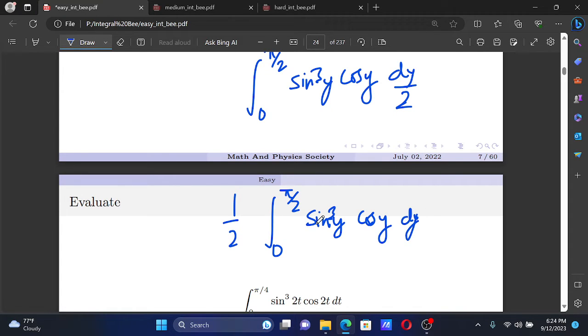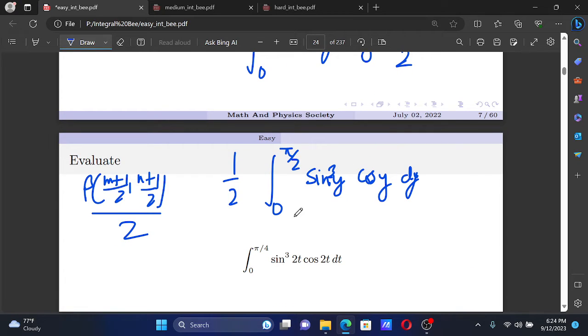Now we know that the integral from 0 to pi by 2 of sin to the power m, cos to the power n, dx is equal to beta of (m plus 1) by 2, (n plus 1) by 2, all divided by 2, for powers m and n. So this is the formula. Now for powers 3 and 1 we have 1 by 2, beta of 4 by 2 is 2, 2 by 2 is 1, by 2.